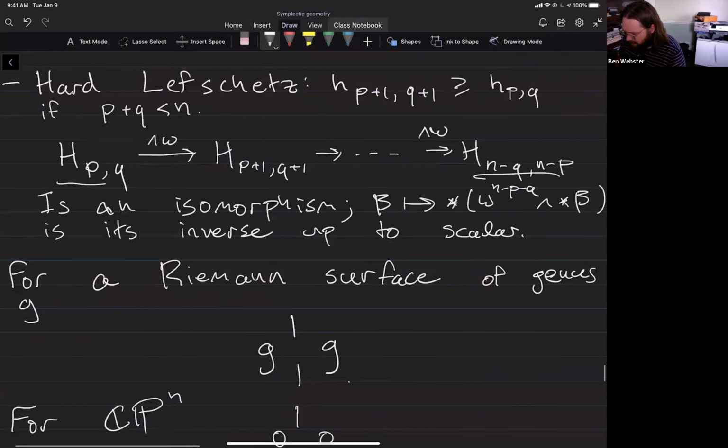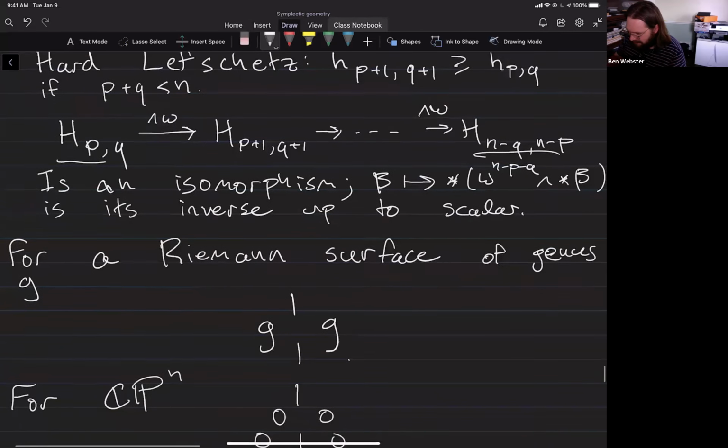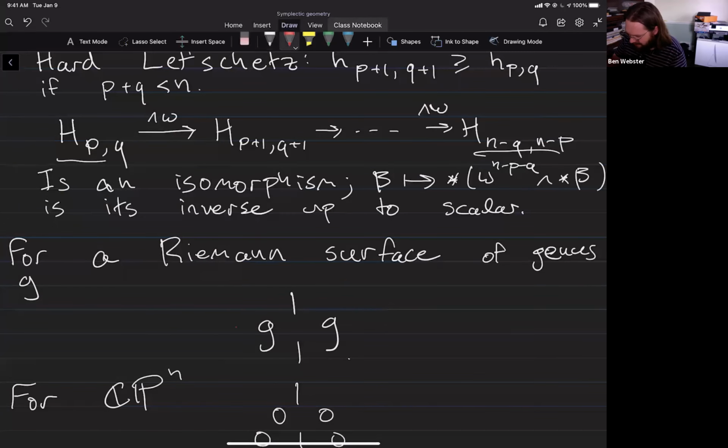Okay, so let's do a few examples. The most obvious example that's not that interesting is if I have a Riemann surface of genus g, the zeroth cohomology and the second cohomology are one-dimensional. And the middle cohomology is 2g dimensional. So the two Hodge numbers are both g. And you see this manifestation of odd Betti numbers being even. If you have a Riemann surface that's compact, its first Betti number is always even. It's 2 times the genus.